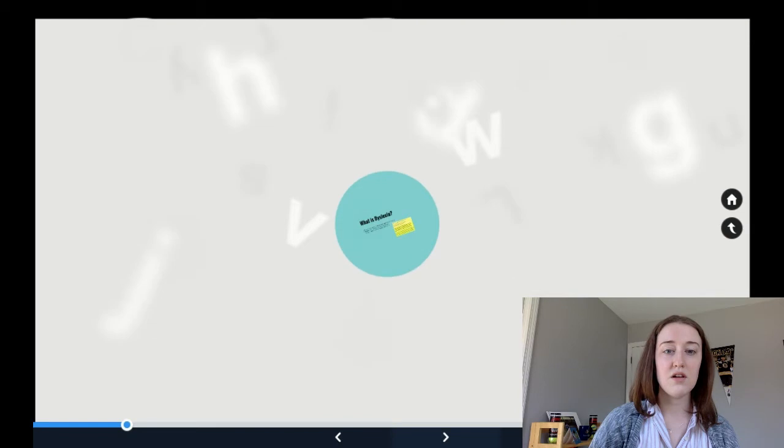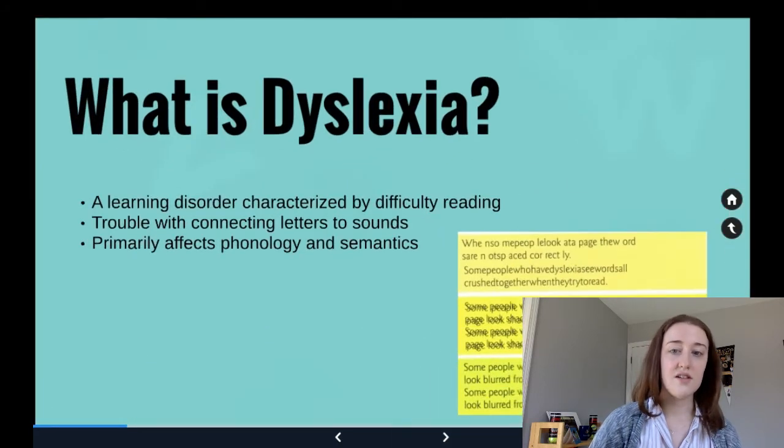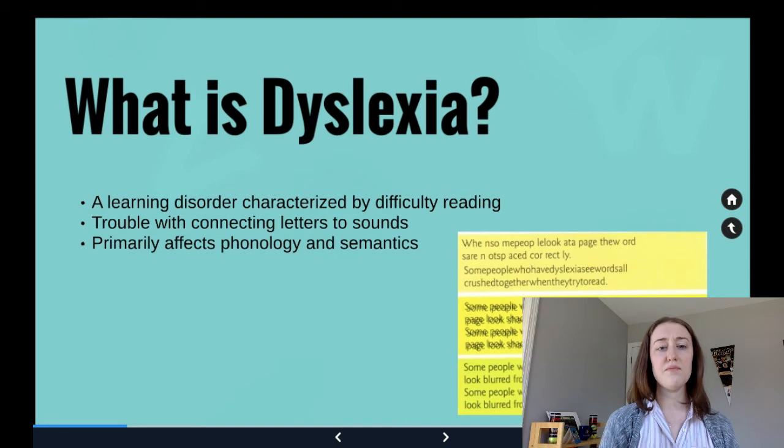Okay, so what is dyslexia? Dyslexia is a learning disorder that is characterized by difficulty with reading. It's reported that many people with dyslexia have trouble with connecting letters to sounds, which is kind of like the main problem that we see in people with dyslexia. There are also some struggles with word recognition, with both accuracy and fluency. There's usually a lot of trouble with spelling within people with dyslexia, and there are occasionally some language comprehension issues for people who have dyslexia as well.